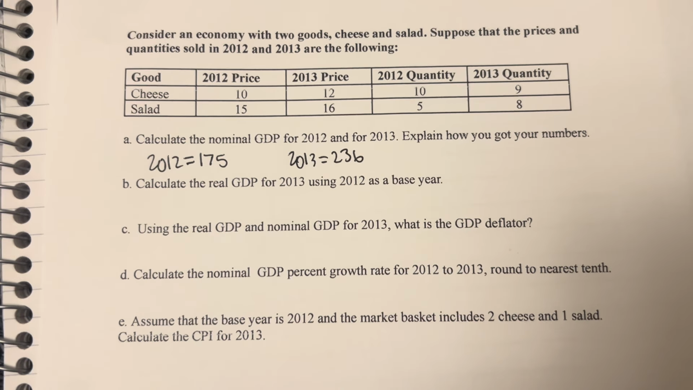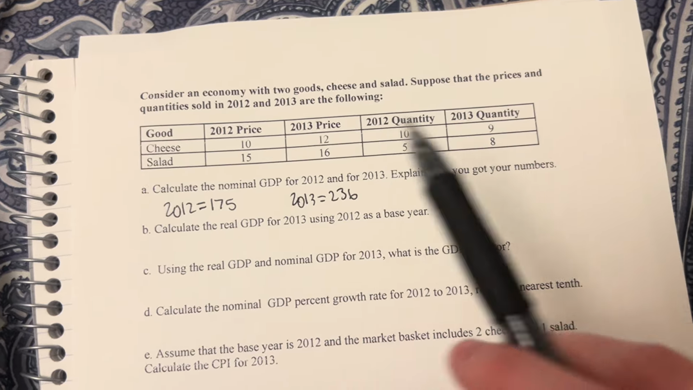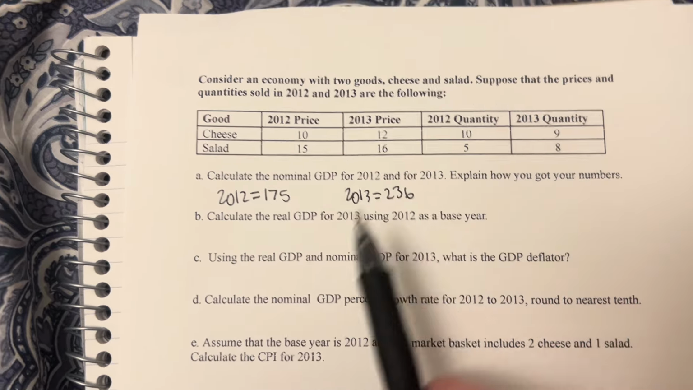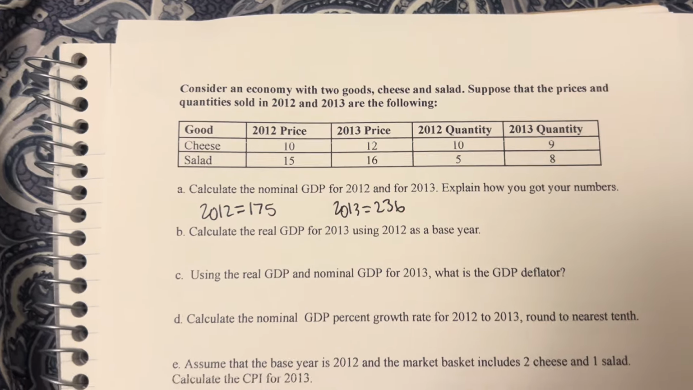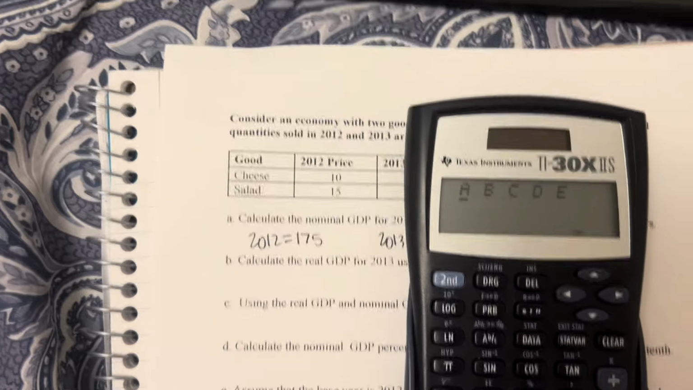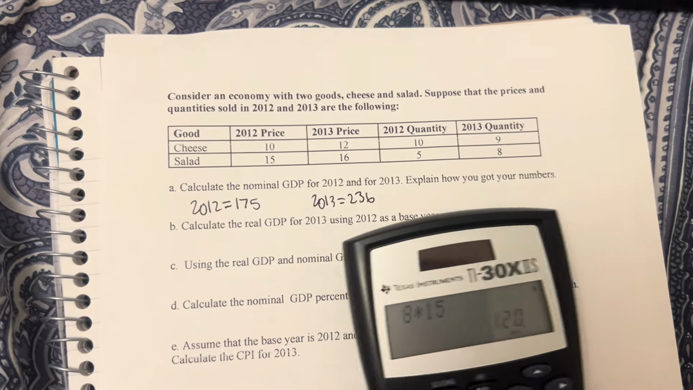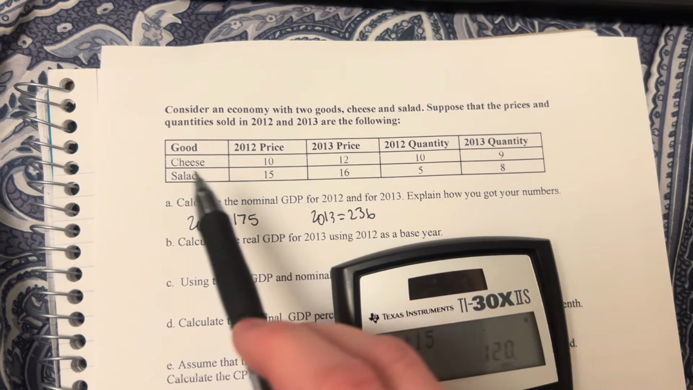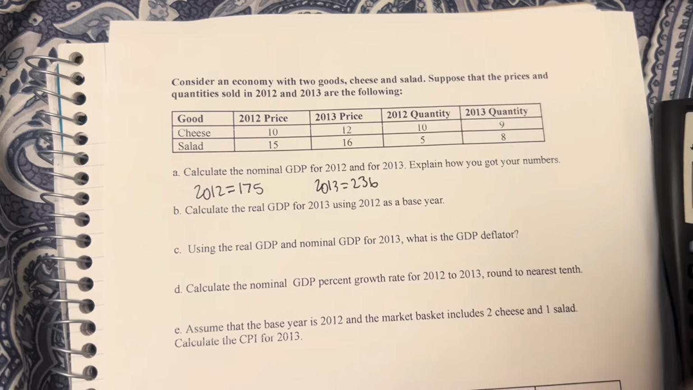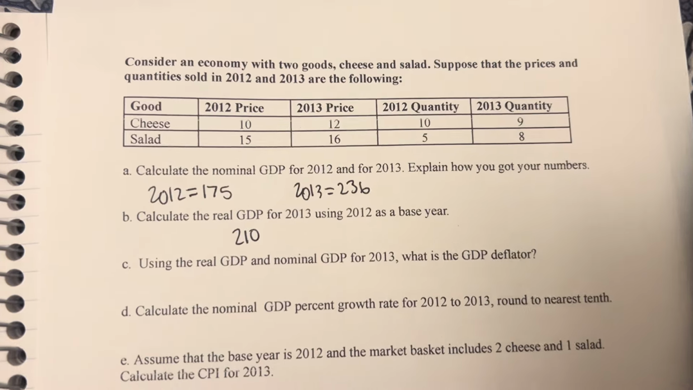To find the real GDP for 2013 using 2012 as a base year, you multiply the current production in 2013 by the prices in 2012. So for salad, 8 times 15 equals 120, and then for cheese, 9 times 10, which is 90, so 120 plus 90 equals 210. So 210 is the real GDP for 2013.